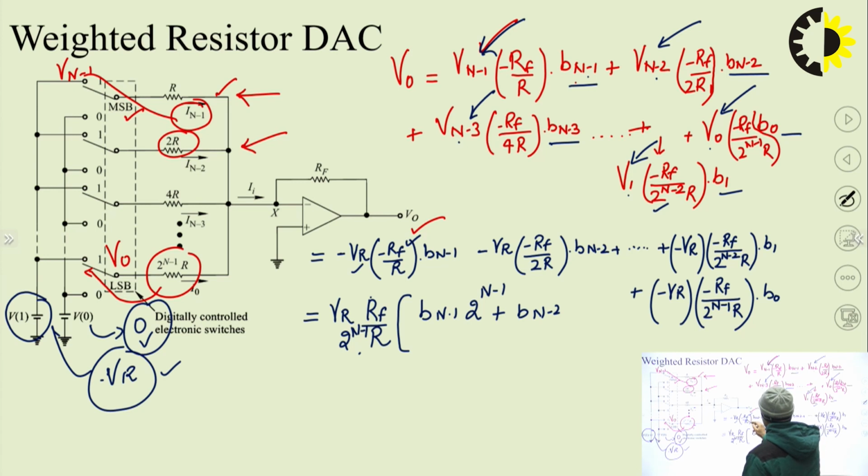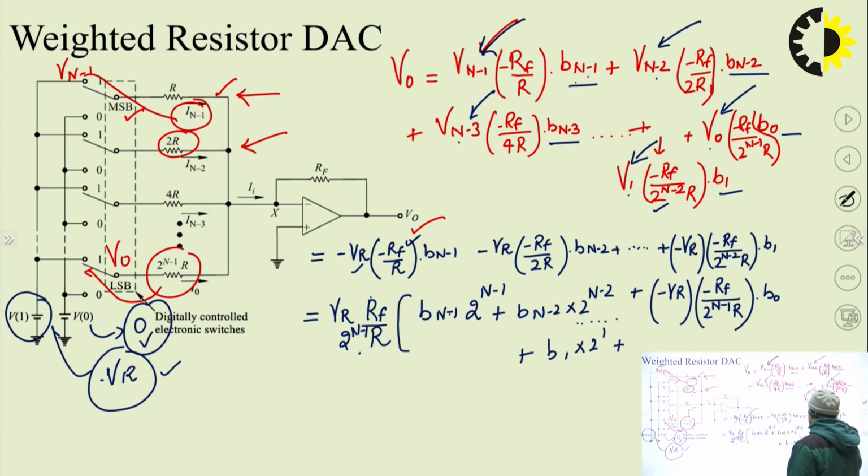this thing is Bn minus 1 into 2 raised to power n minus 1, Bn minus 2 into 2 raised to power n minus 2, and similarly proceeding here, it will be B1 into 2 raised to power 1, B0 into 2 raised to power 0. So this will be the overall expression.